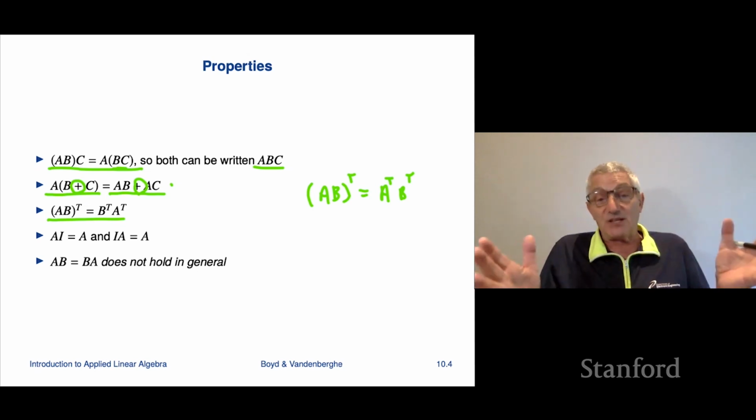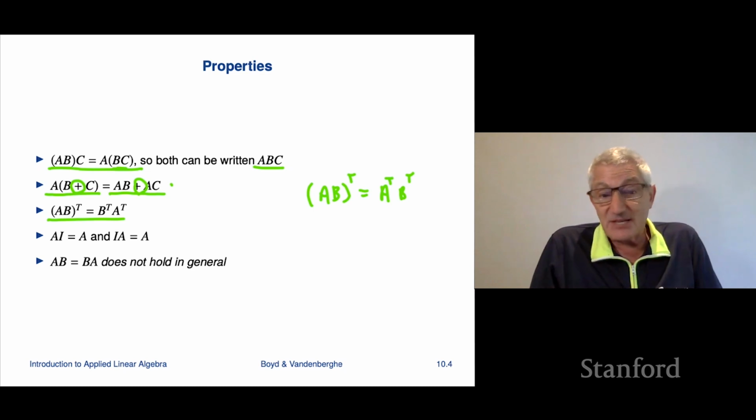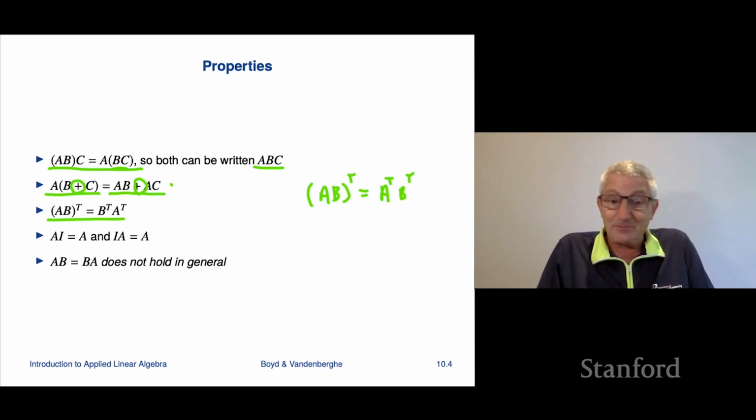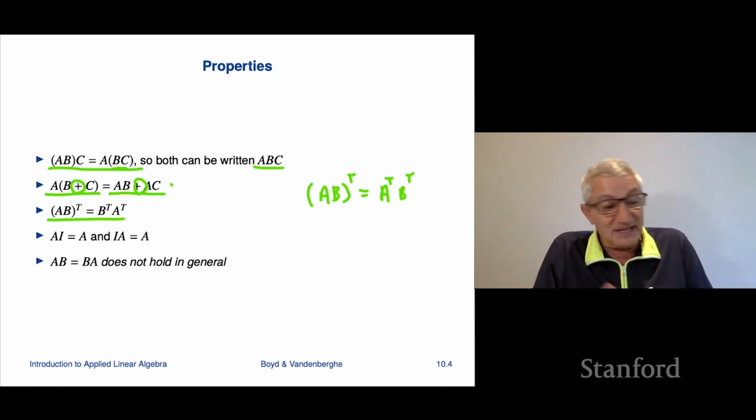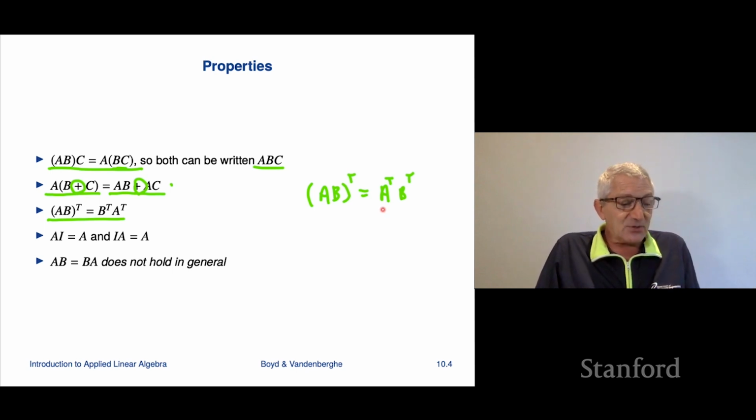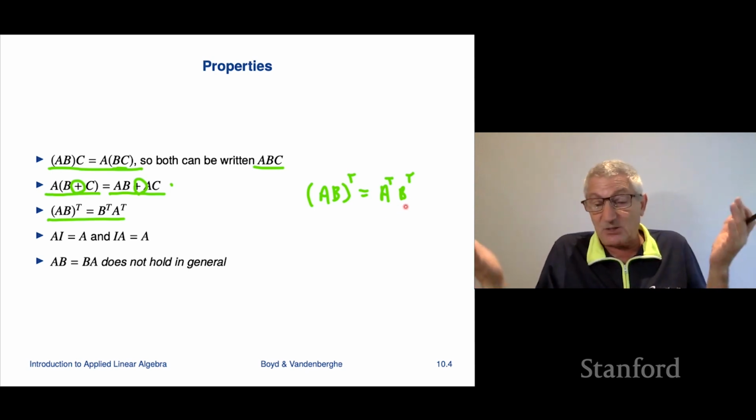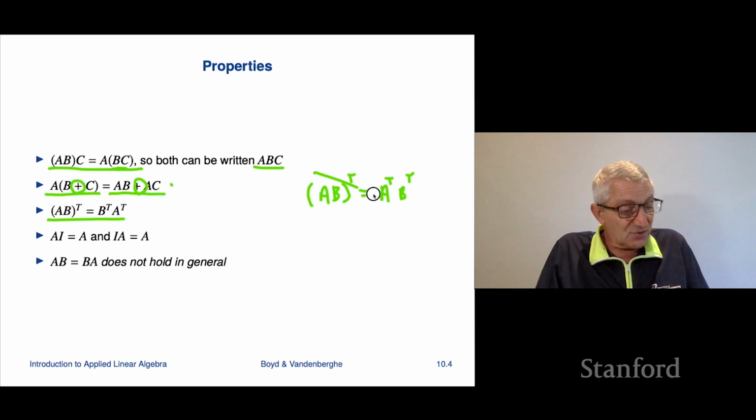I mean, first of all, it's just false. But the other thing is, a lot of times it doesn't make any sense, right? Depending on the dimensions of A and B, A transpose and B transpose always make sense, but you can't multiply them necessarily. So this is just wrong.